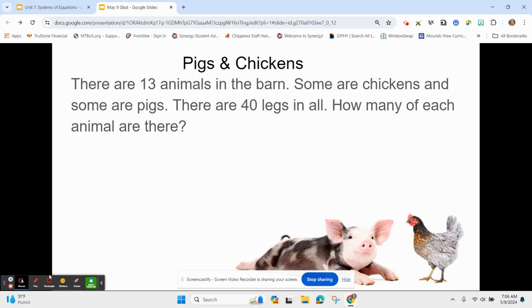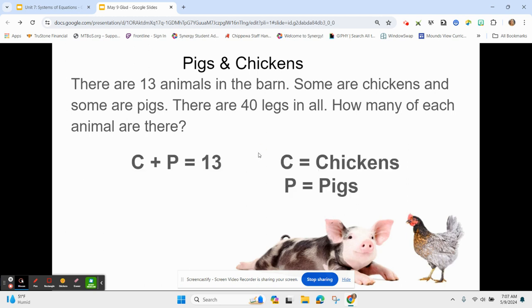Here's what we know. We know that there are 13 animals total. We're going to assume that all the pigs have one head and all the chickens have one head. So there's a total of 13 animals. So we need an equation that has to do with the number of animals. And that's going to be my first one here. I'm going to use C for chicken and P for pigs. So I've got the number of chickens plus the number of pigs has to equal 13. And again, we could guess and check our way through that.